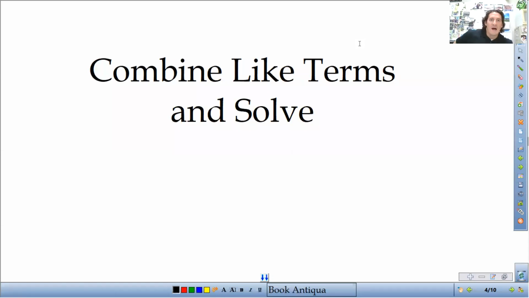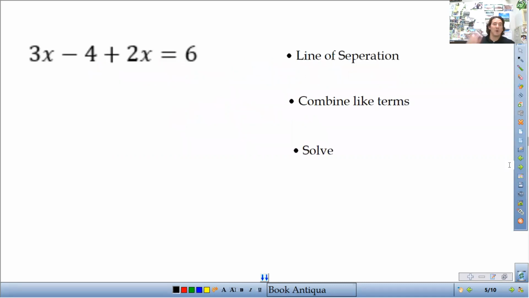All right, IM1 classes. Today, we're going to continue solving multi-step equations. This time, we're going to add in combining like terms to the problems. So we've been working with combining like terms in the warm-ups for about a week and a half now, so we should be good with that. But we're going to combine like terms and then solve equations. Let's get into our first example.